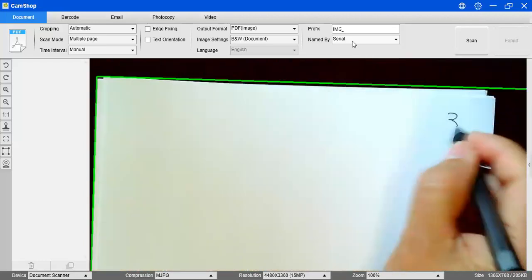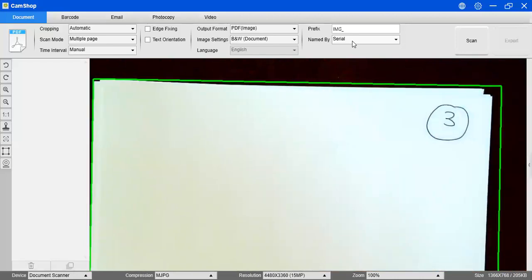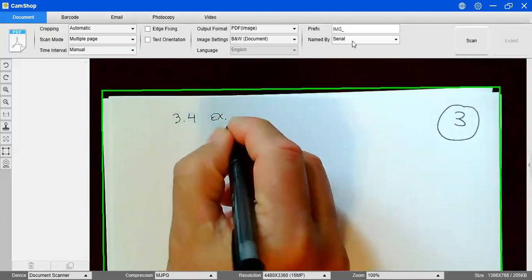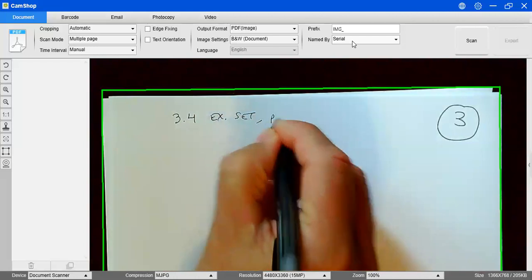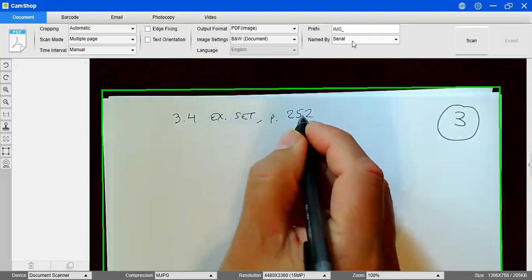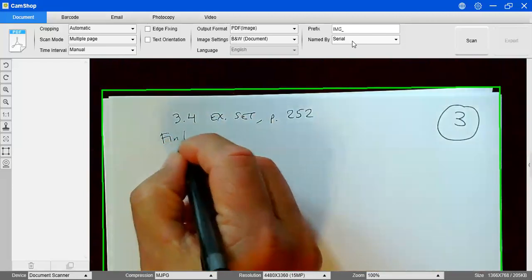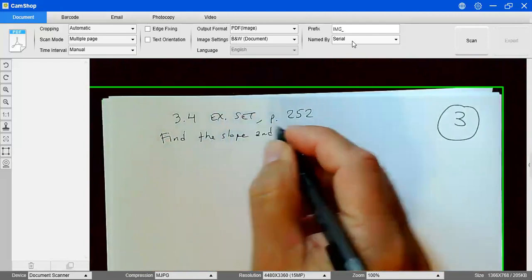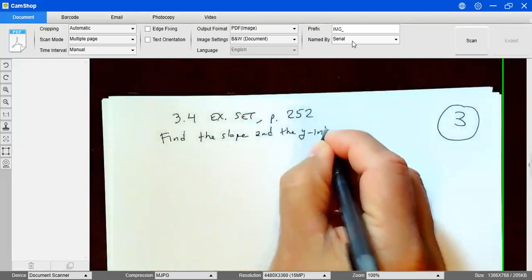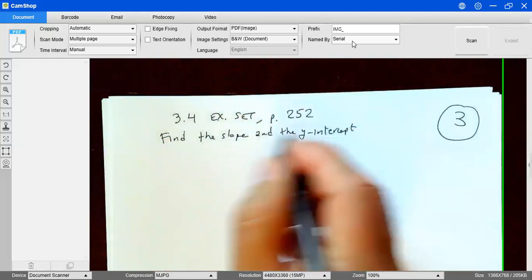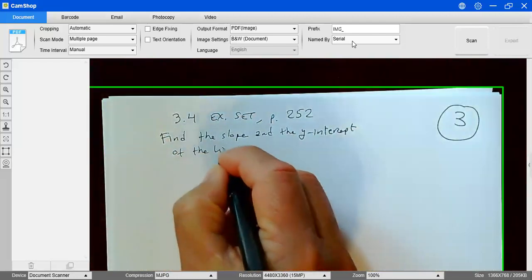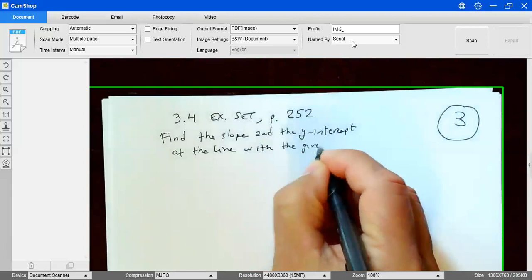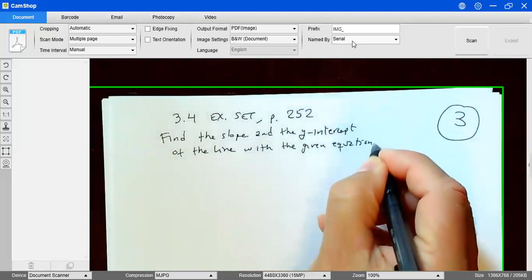So you're going to work on page 252. So this is going to be the 3.4 exercise set on page 252. So the directions are the same. You're going to find the slope and the y-intercept of the line with a given equation. So there are a lot of exercises.